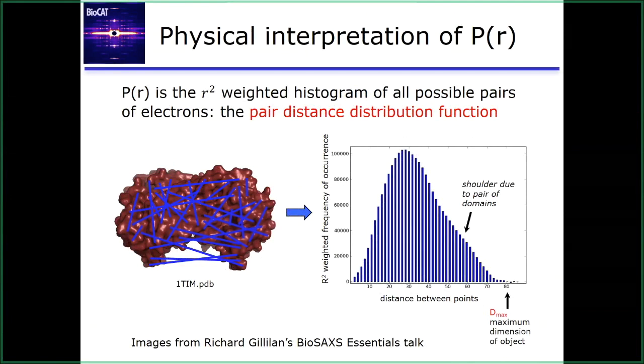The first is that the overall shape of this depends on the shape of your system. This shoulder here is actually due to the fact that we have these two domains in the system. But even before we get to the shape, at some point, the number of electron pairs goes to 0. At some point, you reach the total extent of your molecule. So right off the bat, the P of R function is giving you information on the maximum dimension of your macromolecule. So that's a structural parameter as soon as we make it.